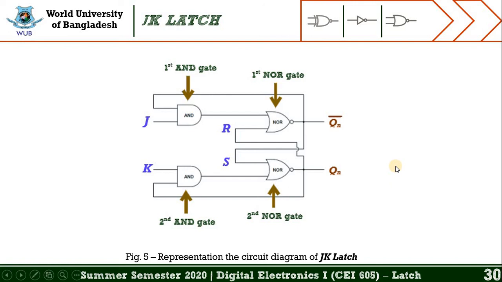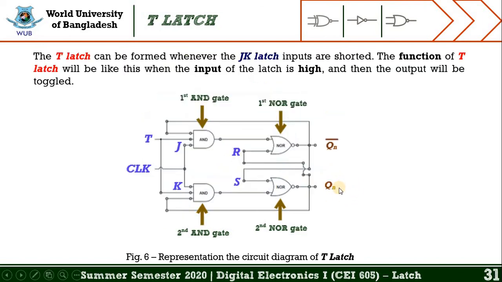So let's move into the next slide, the last type of latch, which is the T latch. The T latch can be formed whenever the JK latch inputs are shorted. The function of the T latch is like this: when the input of the latch is high, the output will be toggled. And if you look at figure 6, you may find there are also three sections: left, middle, and right.